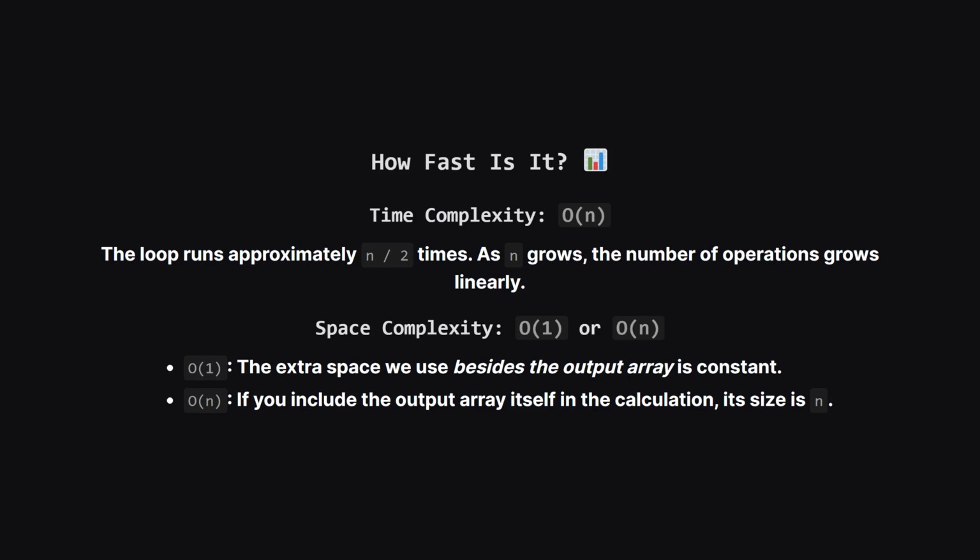So how efficient is this? The time complexity is big O of n. This is because our loop runs about half of n times, so the work we do scales directly with the size of n. For space complexity, it's a bit of a how-you-look-at-it situation. The algorithm itself doesn't need much extra memory, so you could say it's big O of 1, or constant space. However, we do have to build the final answer array, which will hold n elements, so if you count that, the space is big O of n.